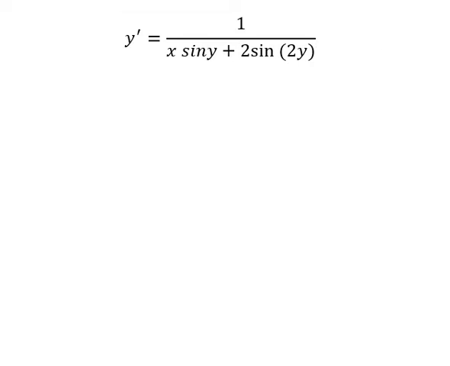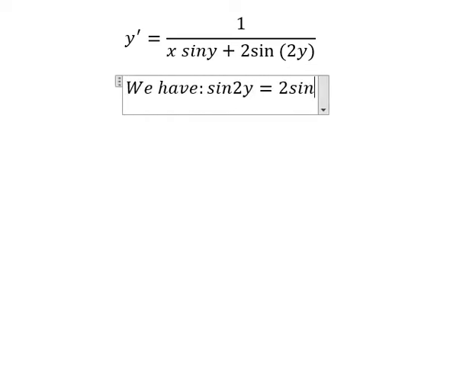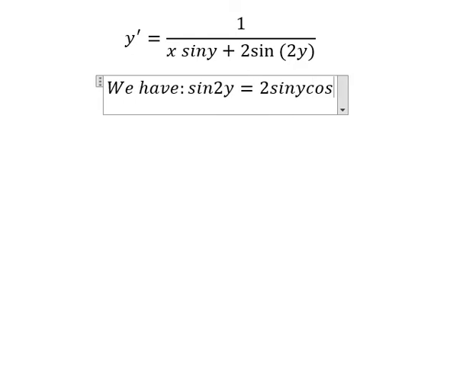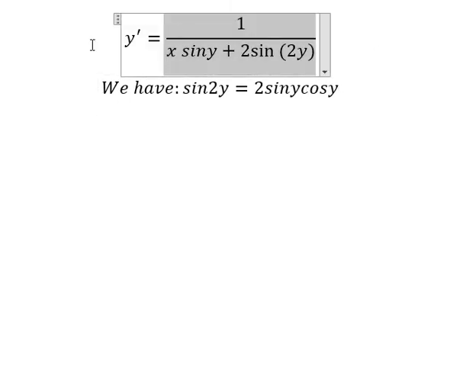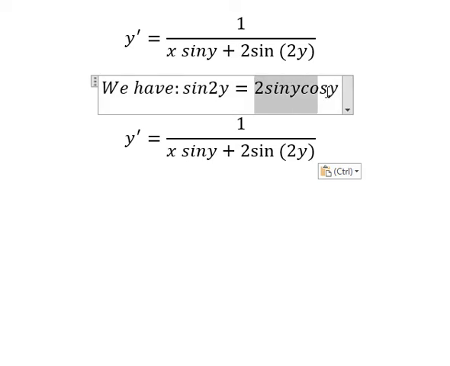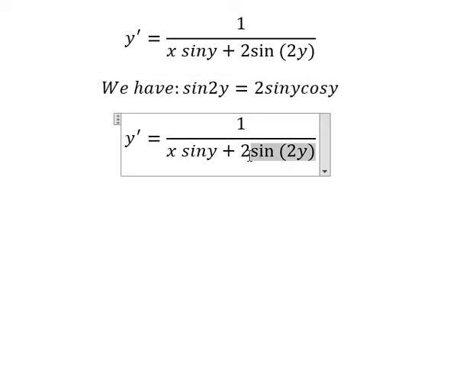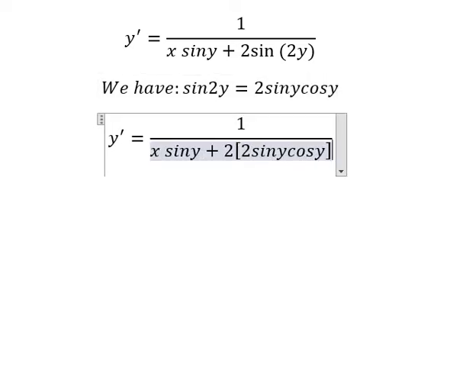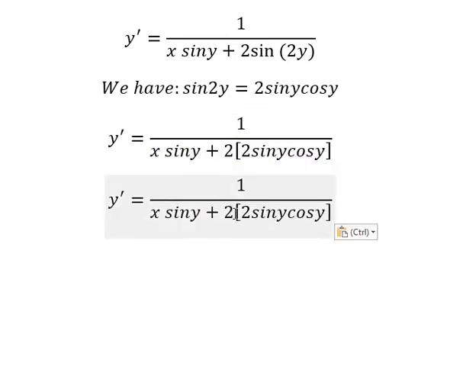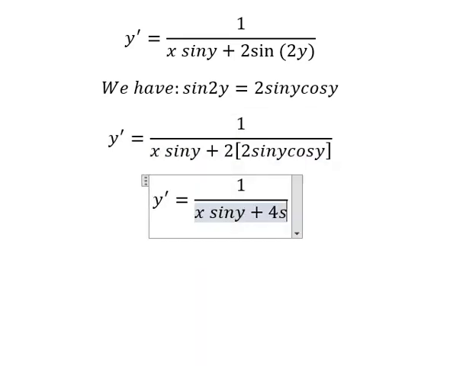We have the formula in here. Sine 2y equals 2 sine y cosine y. Now I will put this one go here. So number 2 and number 2, we have number 4.